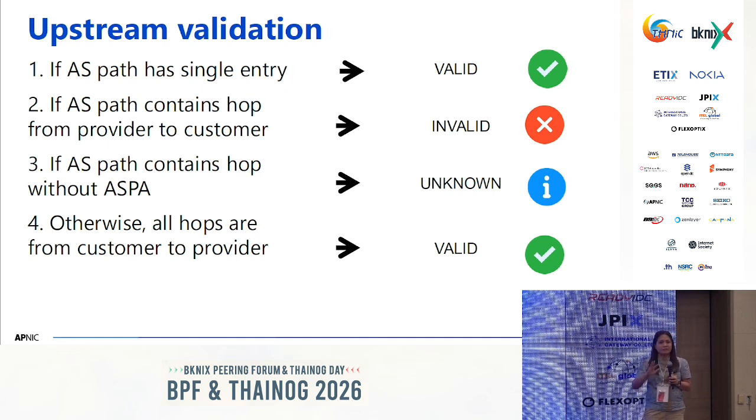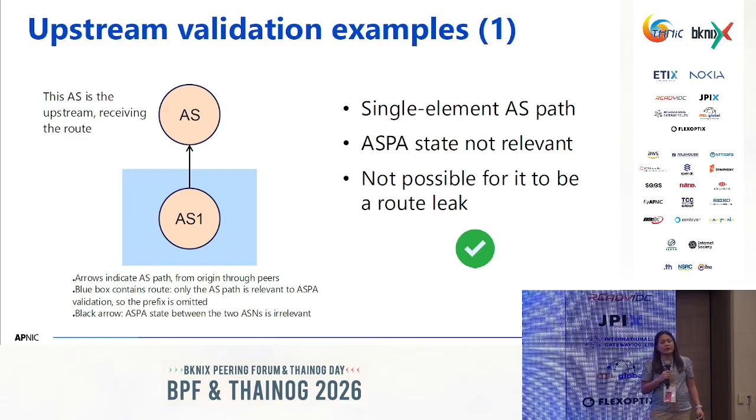On a high level, it follows these rules. Number one, if an AS path has a single entry, it will be valid. Number two, if an AS path contains a hop from provider to customer, where you're expecting customer up, but then you see a dip from provider down to customer, it will be invalid. Number three, if an AS path contains a hop for which there is no ASPA, you cannot determine the relationship, therefore it is unknown. For all other cases, everything will be from customer to provider, therefore it will be valid. We're following that general principle, now looking at some examples.